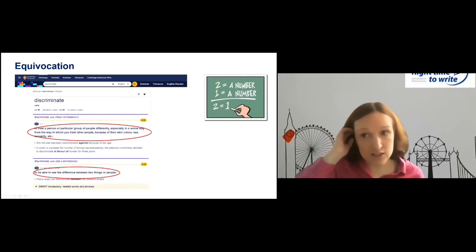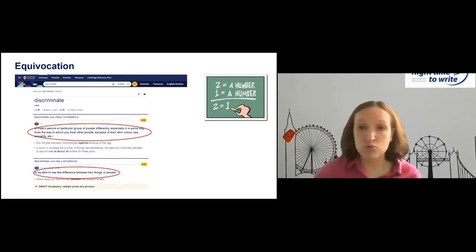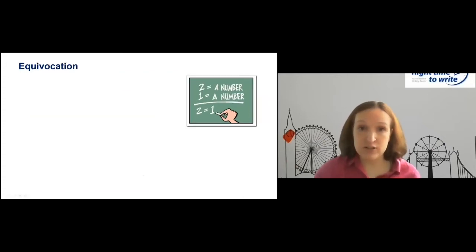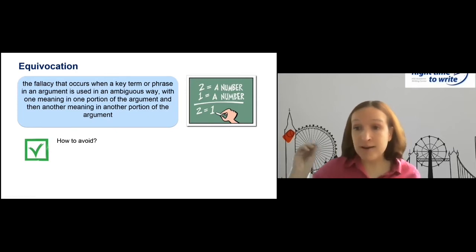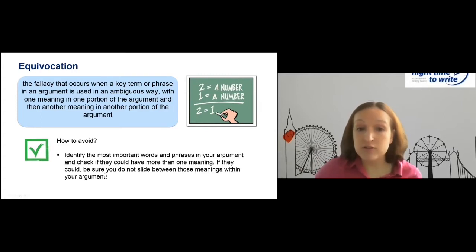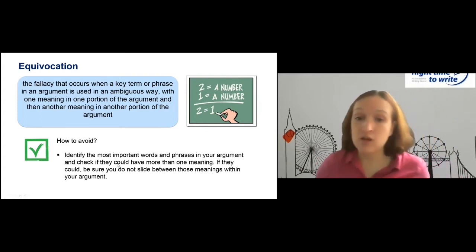If you look at a dictionary, I have shown the screenshot from the Cambridge Dictionary here for you, we can see that this word has at least two meanings. And so how can we avoid such a fallacy? How can we make sure that we do not commit equivocation? By stating what we mean by a key term in our argument, and by making sure that the most important words for our argument are used in only one meaning throughout the argument. Otherwise, the argument is not consistent in the meaning of the words we use.